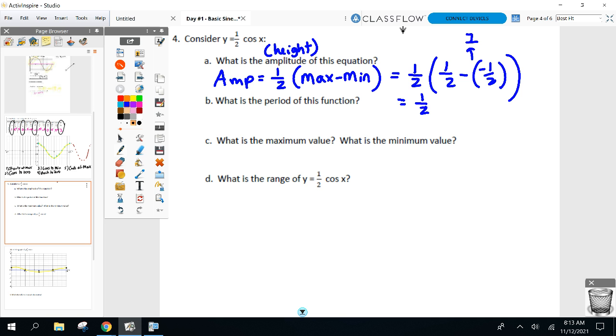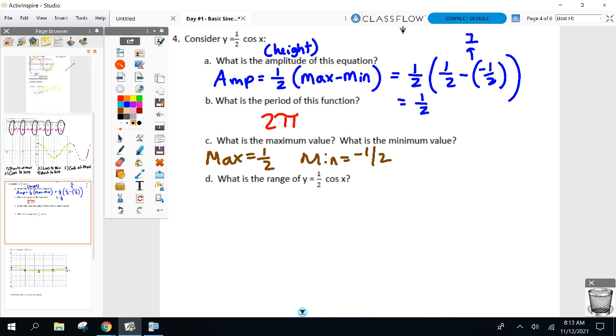Period. Go back to your curve. How long did it take to make that curve? Didn't take a half a unit. 2 pi, yep. And yes, I know that's going to be my answer for a while here for when it asks for the period, how long. That'll change quickly. You guys know the rest, right? What's the max? 1/2. What's the min? Negative 1/2. Yep. All right, let's get better at this now.